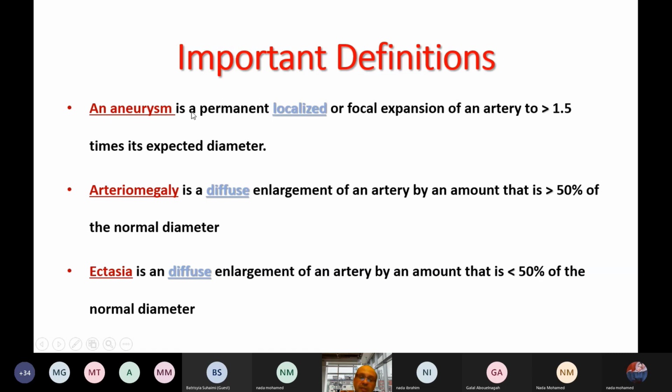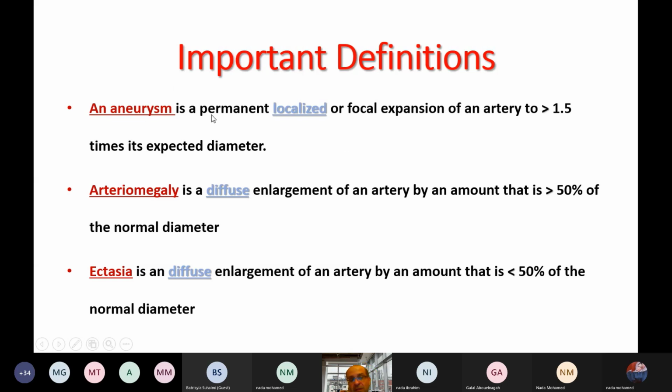Our job is to treat aneurysm. Why? Because it is localized, so I can treat this part, and because of being localized, it has some hemodynamic changes that affect the general health of the patient. But arteriomegaly and ectasia are not treatable. I cannot treat the whole arterial system. So with arteriomegaly and ectasia, we just assure the patient that he has nothing and he can go without treatment.